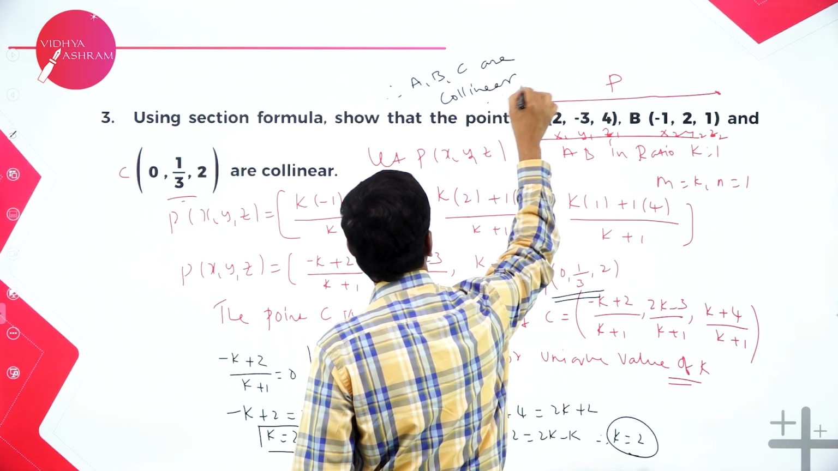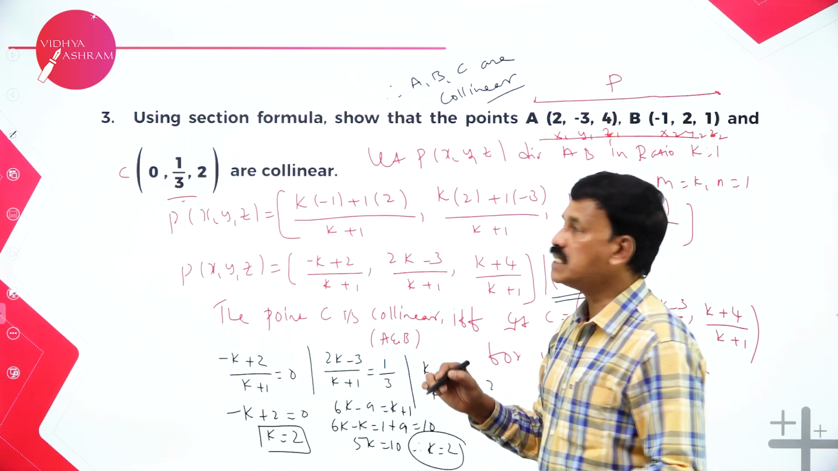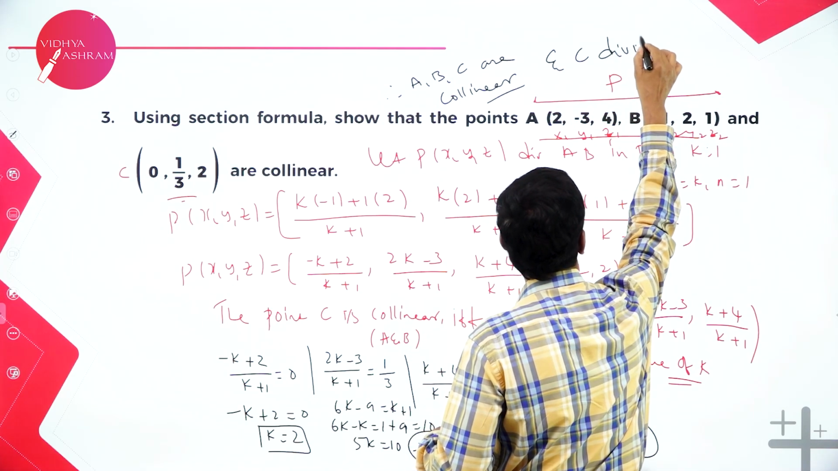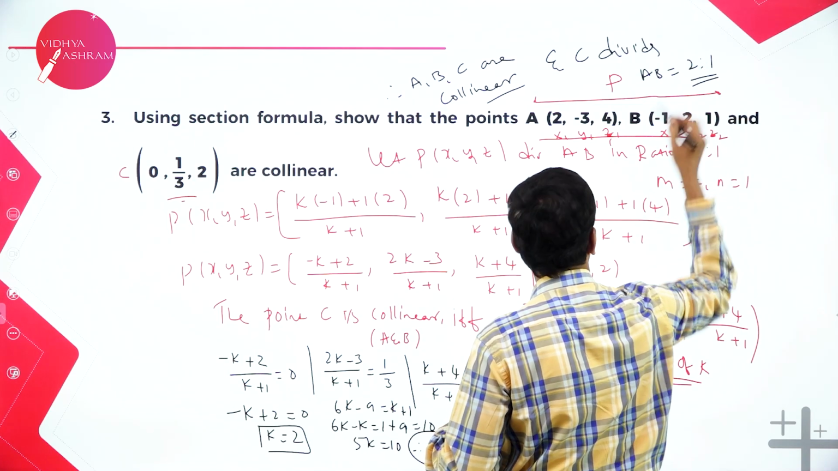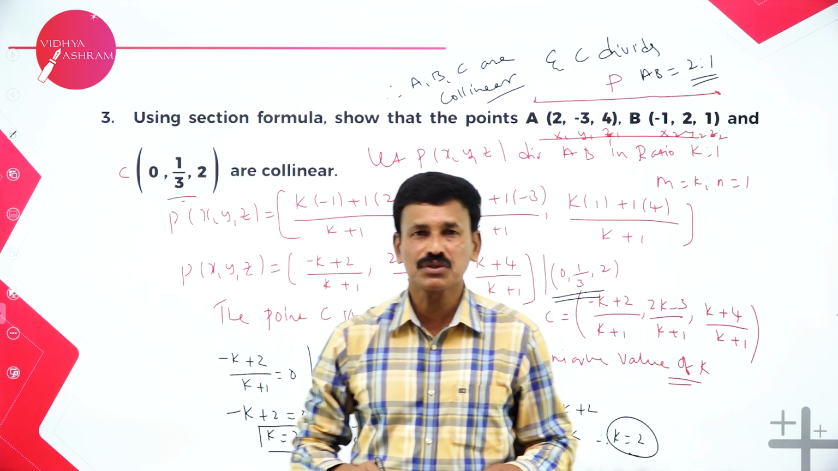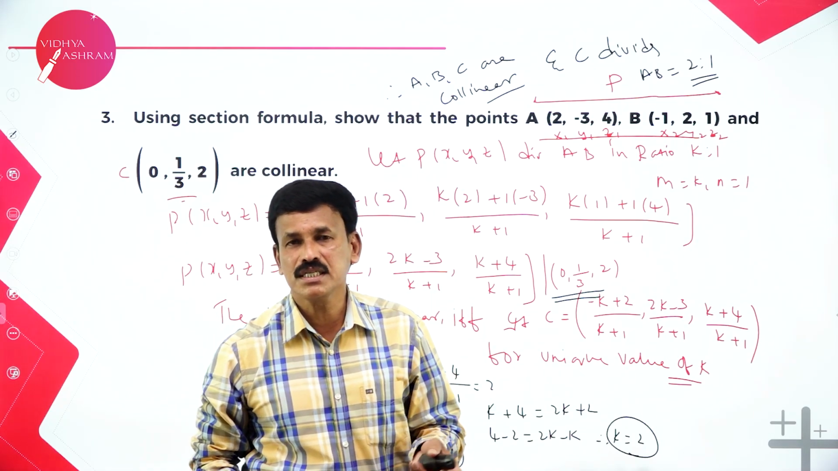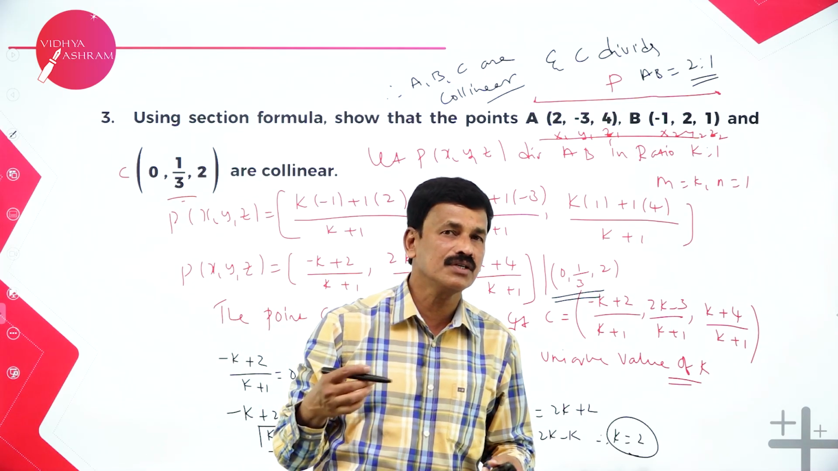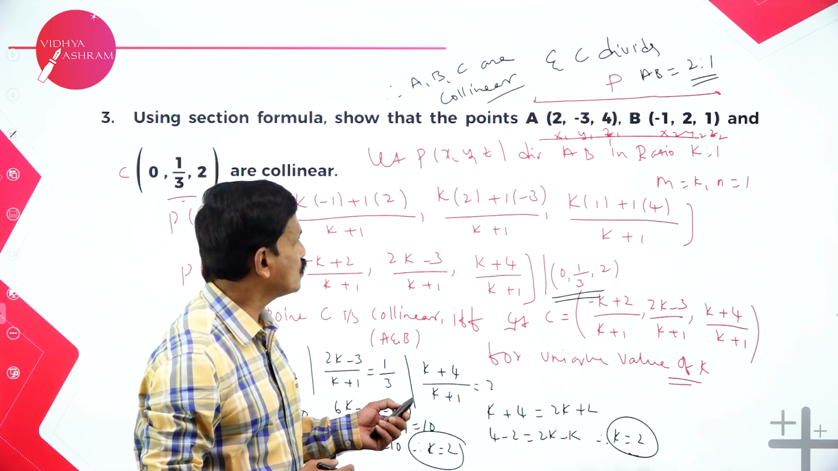A, B, C are collinear, and C divides AB in the ratio 2 is to 1. That's it. So, what is k? K is 2. So, k is to 1 means 2 is to 1. So, the given points are collinear and C divides in the ratio 2 is to 1. That's it. This is how we are going to solve. Very important for 3 marks. Right. Now, just move on to the next problem.